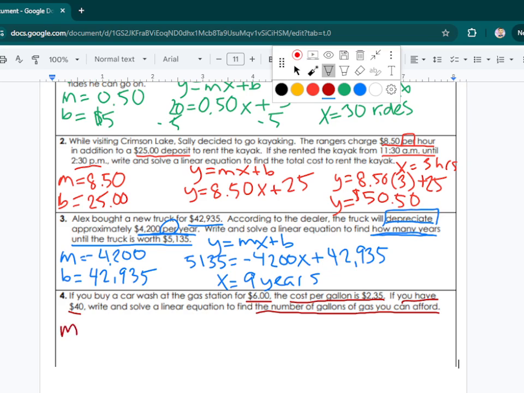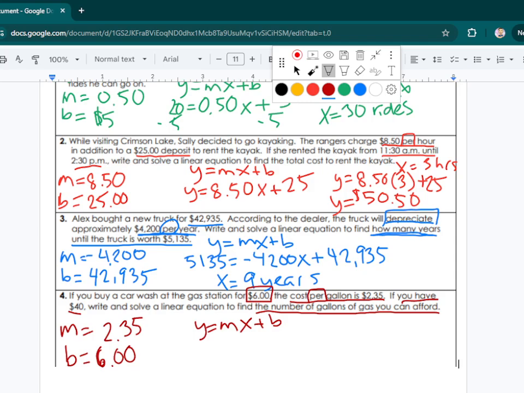So our m, we look for our keyword of per, cost per gallon, $2.35. b might be a little tricky here, but that's going to be our $6. That's the flat fee. We get a car wash, we get some gas. The car wash is always going to be $6, but gas is going to depend on how much we get. So the b is the 6. That will not change regardless of what our variable is. Slope-intercept form is y equals mx plus b.